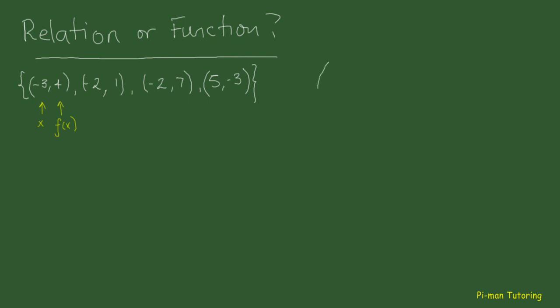Now we can draw a diagram showing the domain of this function, i.e. the range of input values. We have a -3, we have a -2, we have a -2 again, so we won't list that twice, and we have a 5. These are our input values. This is our set of output values. So over here is the range of the function, and over here is the domain of the function.